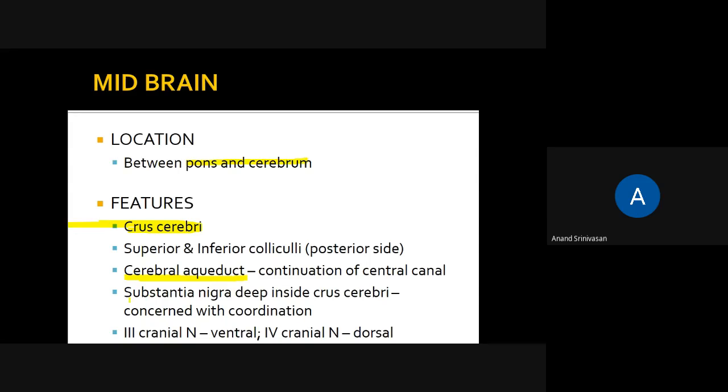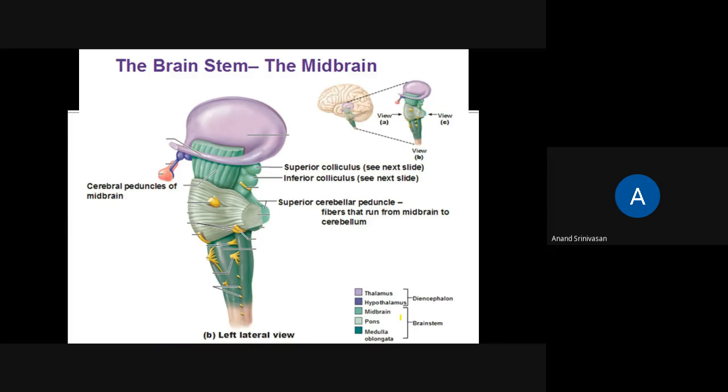This is a dark substance which is located in the midbrain, and is concerned with coordination. And the third cranial nerve and the fourth cranial nerve. The third is arising on the ventral aspect, and the fourth is from the dorsal aspect. So now we will see all these things in this picture.